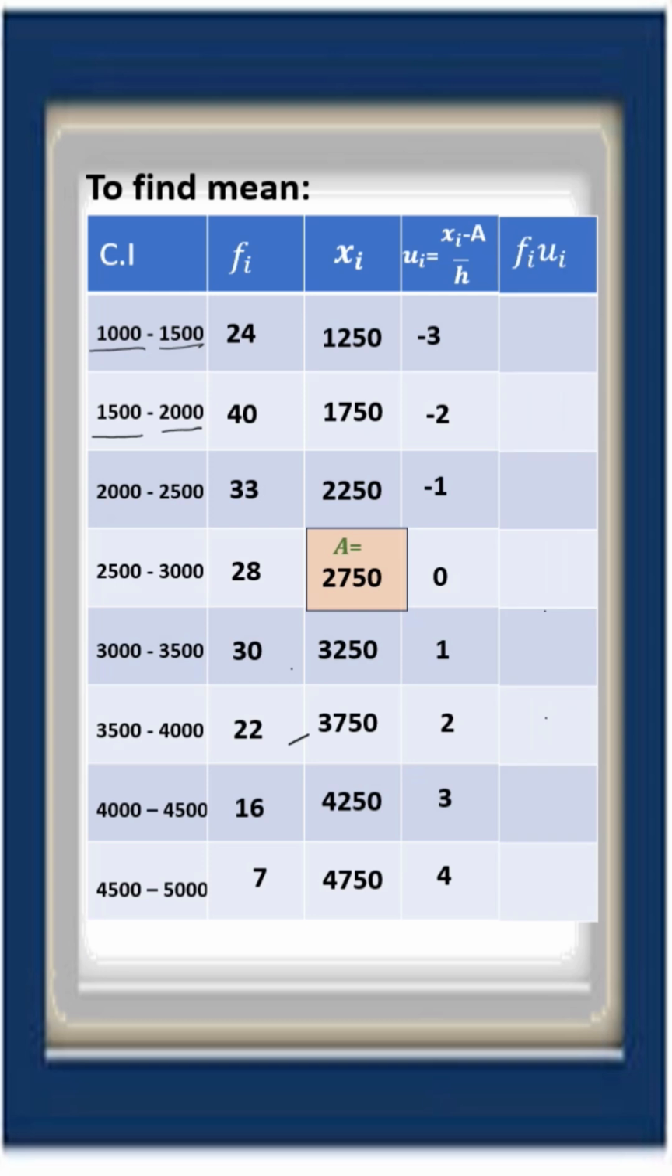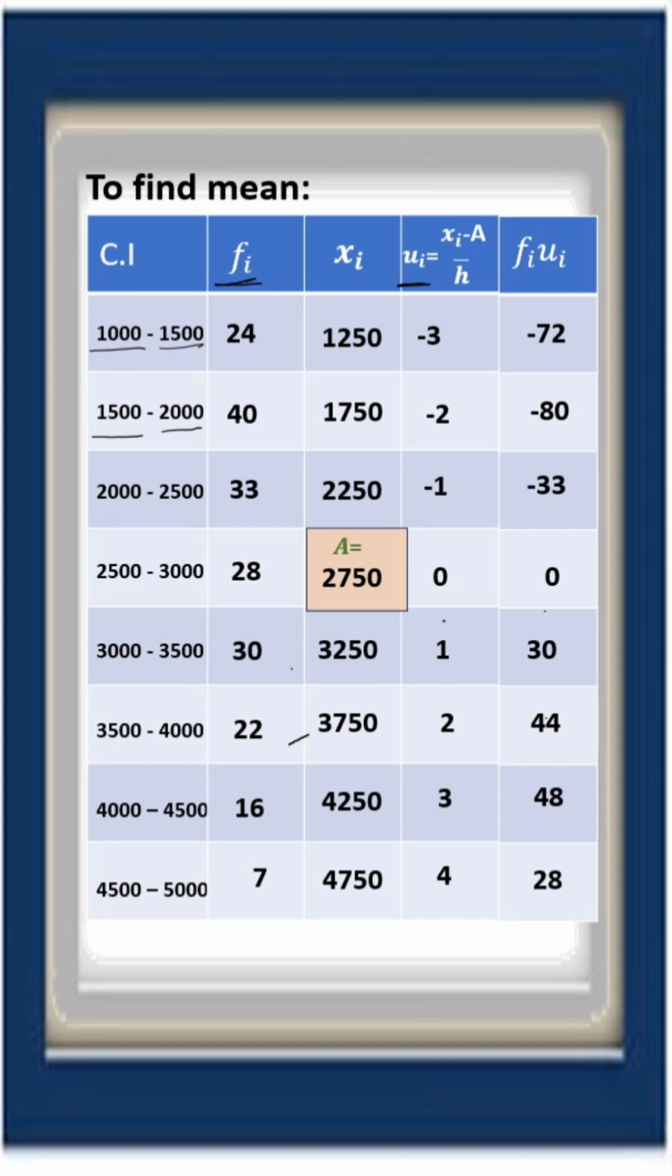Now let us add a column for fi ui. It means you have to multiply the numbers under this column and this column. 24 into minus 3, that is negative of 72. 40 into minus 2, minus 80. 33 into minus 1, minus 33. 28 into 0, 0. 30 into 1, 30. 22 into 2, 44. 16 into 3, 48. 7 into 4, 28.